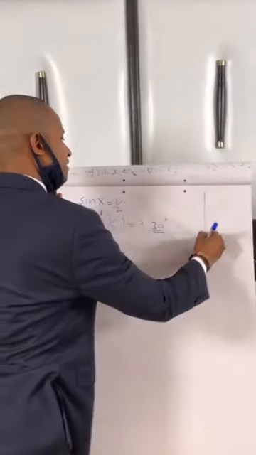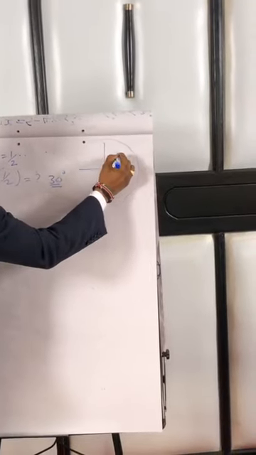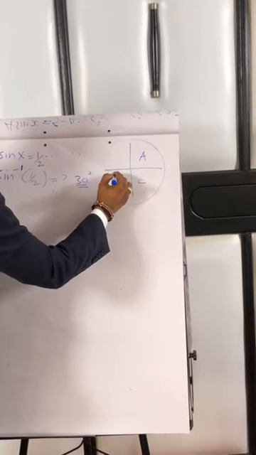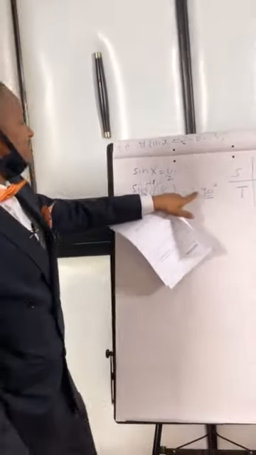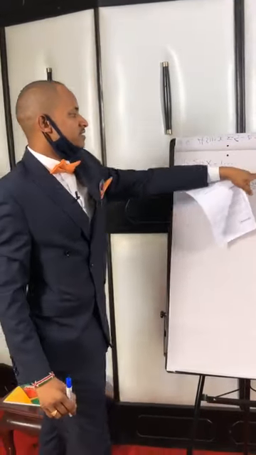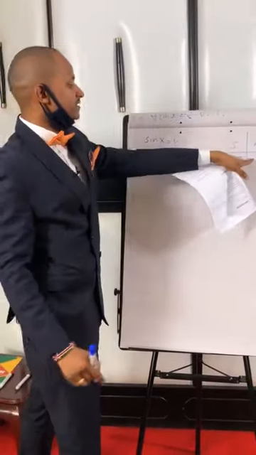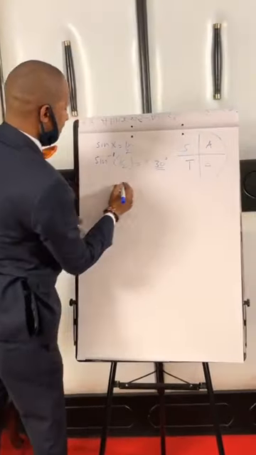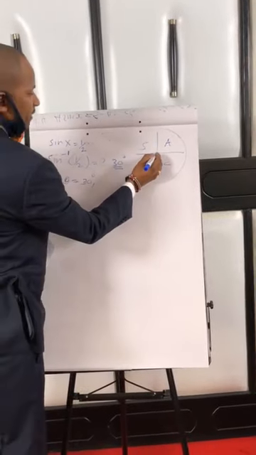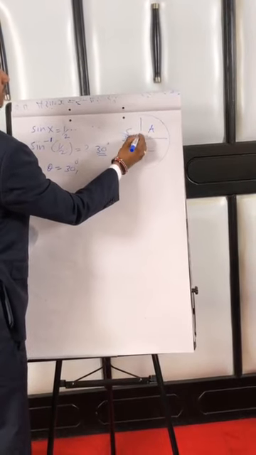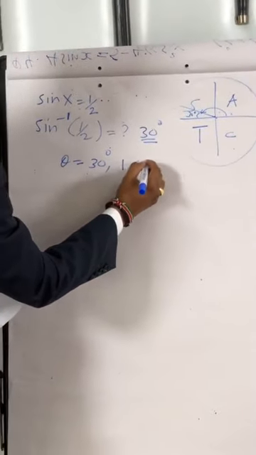Therefore, you draw the quadrant circle. In the circle, we said all students take, the ASTC rule. So the angle is 30 degrees, but this time round it's positive. Sine is positive in the first quadrant and in the second quadrant only, but negative here and here. Therefore, in the first quadrant, theta equals 30 degrees. But in the second quadrant, if we have our 30 degrees here, the remaining angle is 180 minus 30, which is 150 degrees.